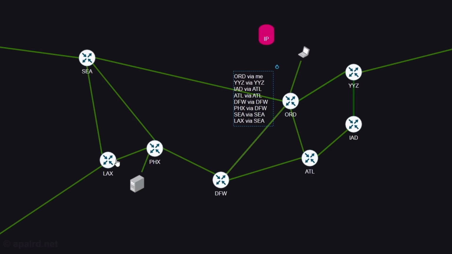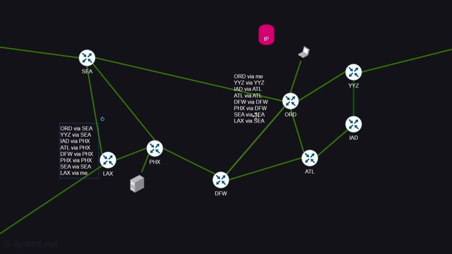But what about that same table over at LAX? Let's make a copy of that over here. So ORD, my fastest path is via Seattle. YYZ, my fastest path is also via Seattle. So we go Seattle to ORD to YYZ. IAD, I have 1, 2, 3, 4 hops there. So I could take either Seattle or Phoenix. Say Phoenix for now. Atlanta, I'm going to go by Phoenix. DFW by Phoenix. Phoenix by Phoenix. Seattle by Seattle. And LAX via me.